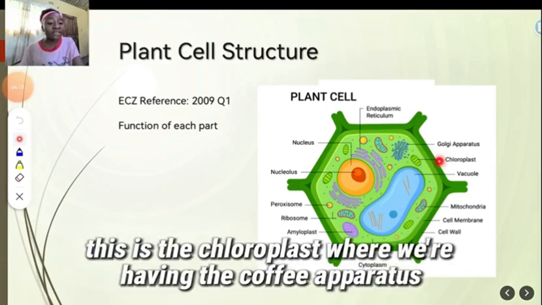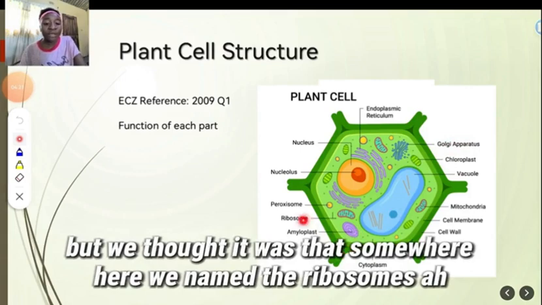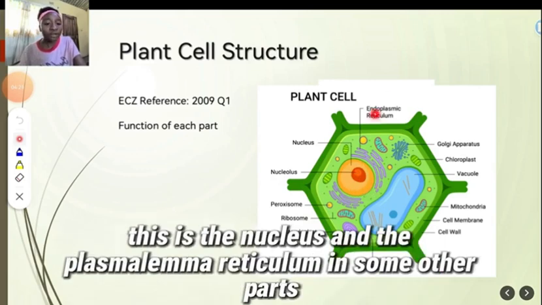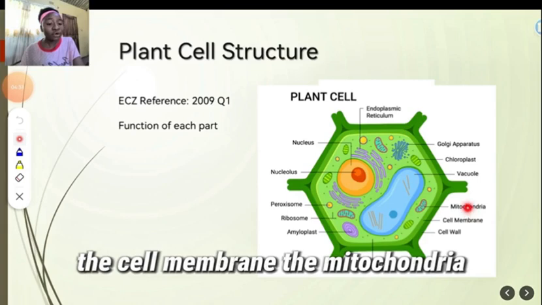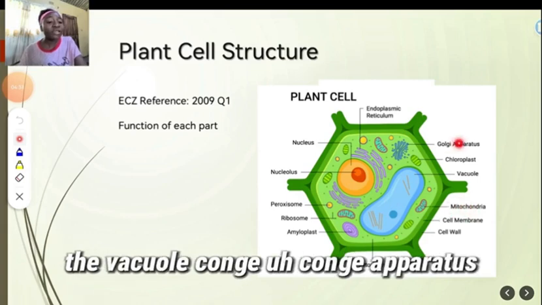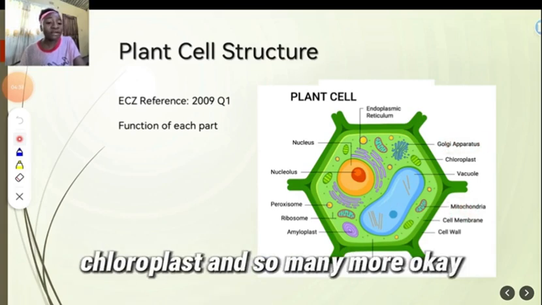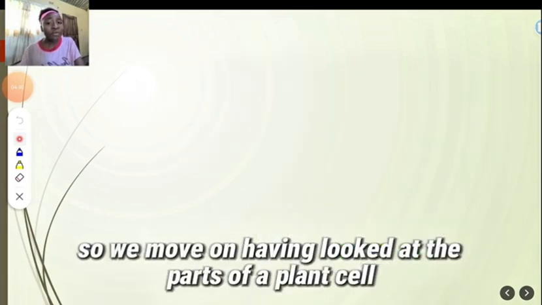This is the chloroplast, where we're having the Golgi apparatus, but we thought it was somewhere here. We named the ribosomes, this is the nucleus, and the endoplasmic reticulum, and some other parts. So I'm just going to look at the main parts like the cell wall, the cell membrane, the mitochondria, the vacuole, Golgi apparatus, chloroplast, and so many more. Okay, so we move on.